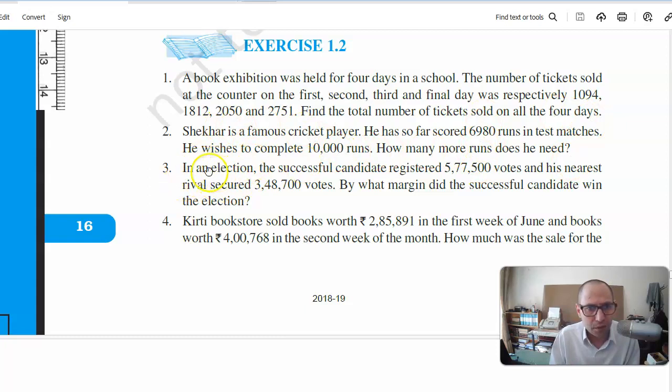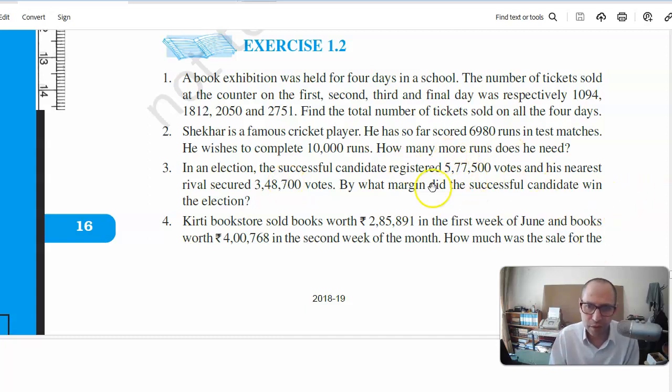So number three: in an election, the successful candidate registered 577,500 votes and his nearest rival secured 348,700 votes. That is 577,500, and that is 348,700, right? By what margin did the successful candidate win the election? So margin means difference, right? By what margin? That means you have to take the smaller number and subtract it from the larger number to get the margin, meaning the difference.